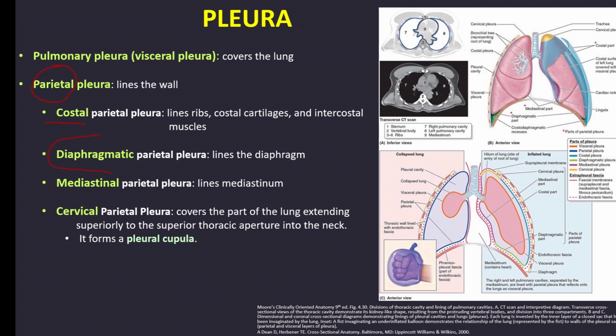The diaphragmatic parietal pleura, that's the part that lines the diaphragm. And mediastinal parietal pleura, that's the part that lines the mediastinum. And in a second, I'm going to discuss what is mediastinum. Then we have cervical parietal pleura. That's really the part of the pleura that extends superior to the first rib, superior to the superior thoracic aperture. It extends into the neck. That's why we call it cervical pleura, and it looks like a cup. That's why it's called pleural cupula.